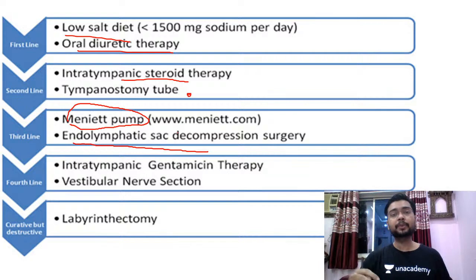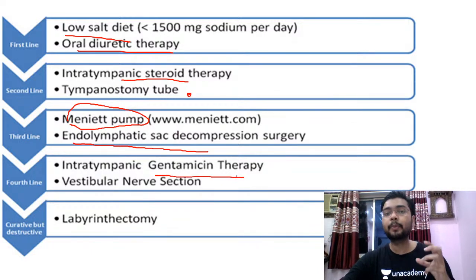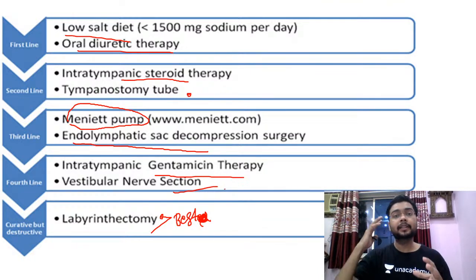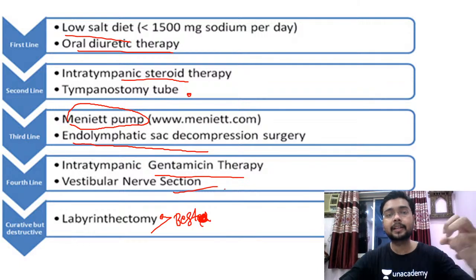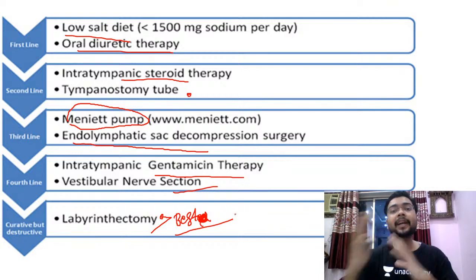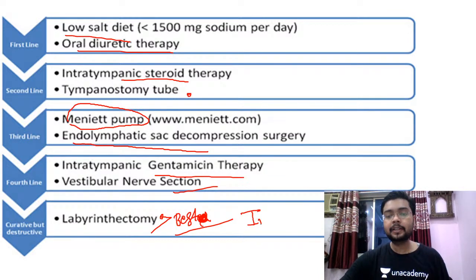So endolymphatic sac decompression surgery is done through the cortical mastoidectomy route, and then you open up the endolymphatic sac so that it gets decompressed. You can try using intratympanic gentamicin therapy, vestibular neurectomy, and finally, if nothing helps, the best way is labyrinthectomy. In this labyrinthectomy, you are totally destroying the labyrinth, and that will help you stop all the symptoms, that is the vertigo and all, completely in that patient. So labyrinthectomy is the best or the definitive treatment in case of intractable disease. Note my point, in case of intractable disease.